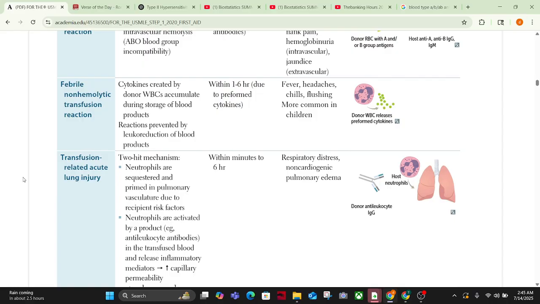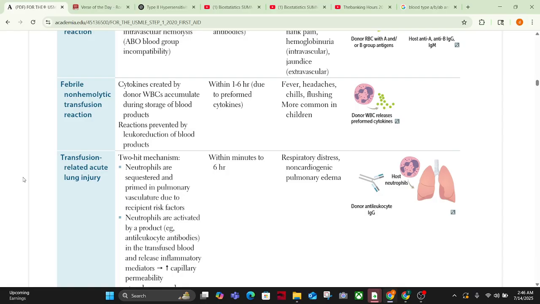We have febrile non-hemolytic transfusion reaction. Here, cytokines created by donor WBCs accumulate during storage of blood products. Reactions are prevented by leukoreduction of blood products. The time frame is within 1 to 6 hours due to preformed cytokines. Clinical presentation is a fever, headaches, chills, flushing. This is more common in children.